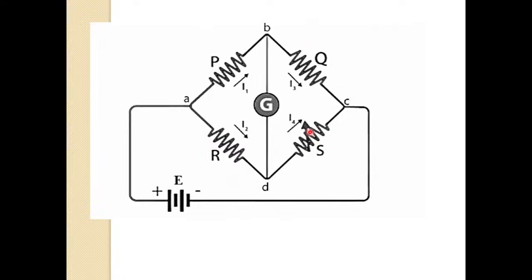If I want this bridge to be balanced, then I should make sure no current flows through the galvanometer. That means the potential difference between B and D should be equal to 0, meaning V1 should be equal to V2. That can be achieved by simply varying the variable resistance value R and the unknown resistance value S. Then I can say the bridge is balanced.